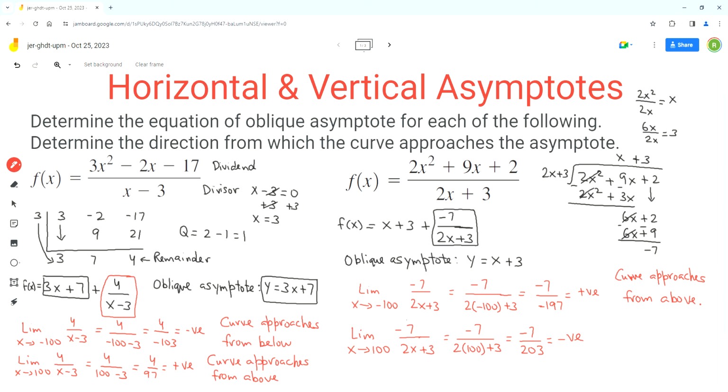That means the curve approaches from below on the right side. So this should be the final answer for the second function.